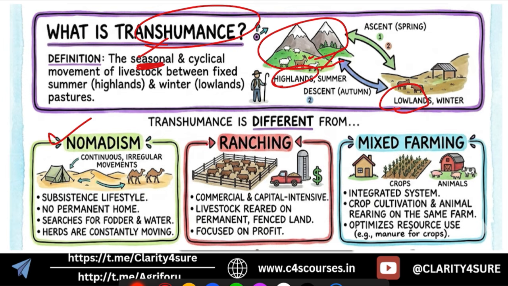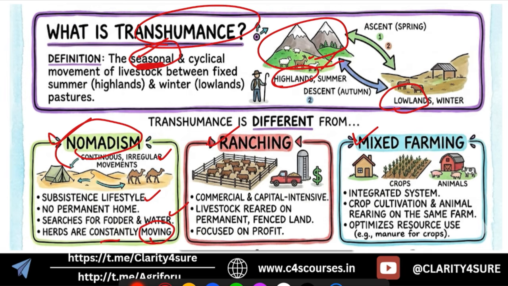We often get confused between these terms, so let's differentiate them from transhumance. First is nomadism. Nomadism is a subsistence style of rearing animals. There is no permanent home for these nomads, and they search for fodder and water on their routes as they walk, and the herds are constantly moving. Transhumance was only seasonal movement, but nomads don't have a permanent home and will wander on that route endlessly. So it is a continuous and irregular movement.